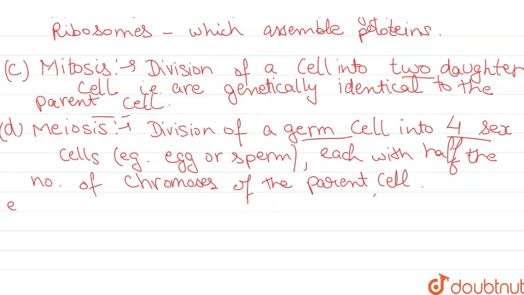And next one is E, that is evolution. And what is evolution? Evolution is the change in the heritable characteristics of biological populations over successive generations. It means the change in the characteristics of a species over several generations, and relies on the process of natural selection.